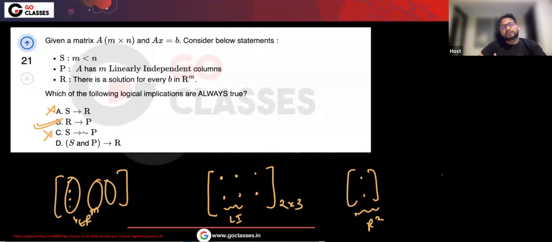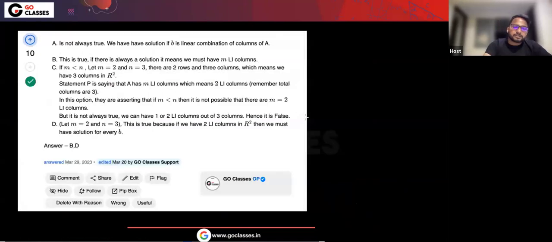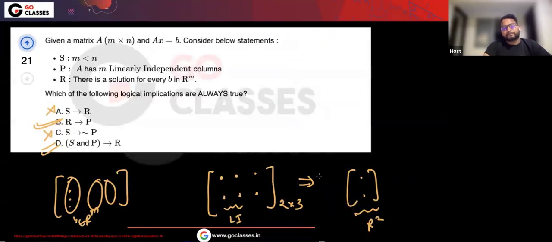This is true, right? So if you have two linearly independent columns in R2, and then you are saying that you have a solution for every B in R2, that is actually true. So B and D are the correct answers here. Understood? Let me know if there is any doubt in this particular question.